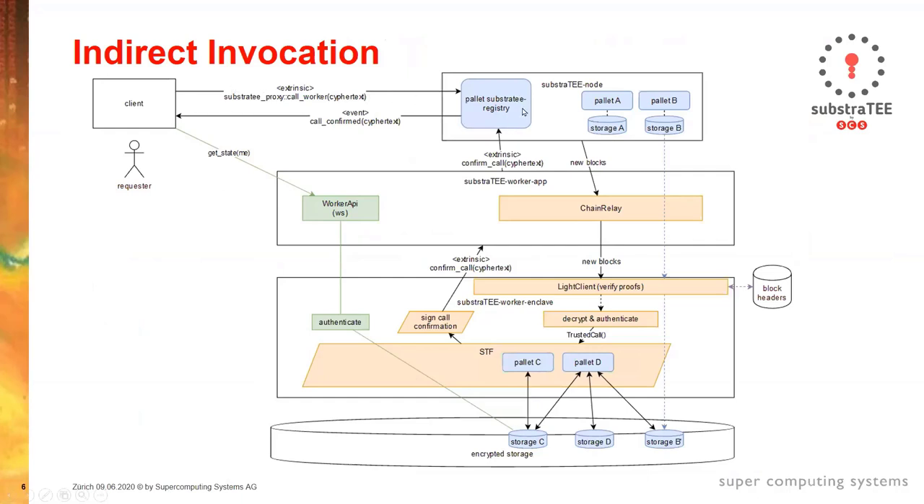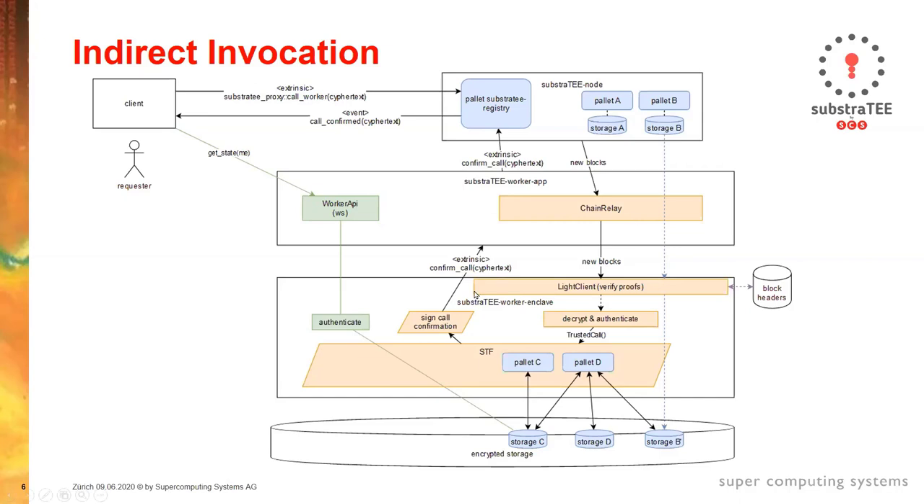So the call is now on chain. The worker is actually two things. We have an untrusted side of the worker, which is just the application that is started, and the trusted side, which is the enclave, which is a library that the untrusted application is loading. What the worker, the untrusted app, does is operate a chain relay. It takes the most recent blocks and forwards them to the enclave. Usually on the same node where you have a worker running, you also run a SubstraTEE node, so you run a blockchain node and you query that node directly for the new headers.